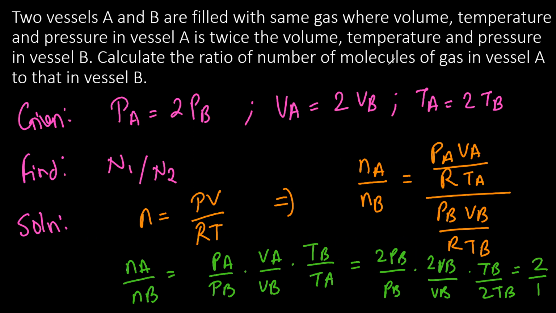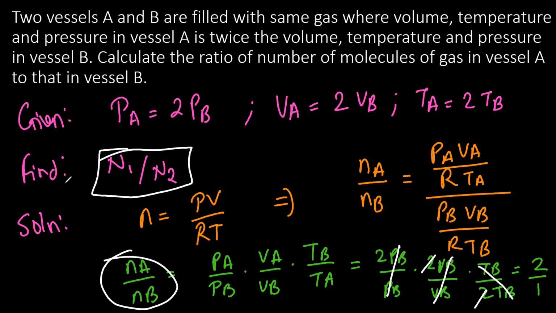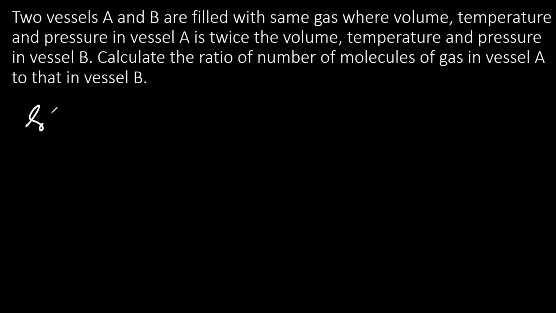In short, everything cancels. This will cancel, this will cancel, this will cancel. So one 2 and one 2 cancel, and we're left with 2 by 1. So na upon nb is the ratio of the number of moles. Okay? Yes, this is the number of moles. What do we need to find out? N1 upon N2, that is the number of molecules. So let's move ahead. That was one part. Let's move to the second one.